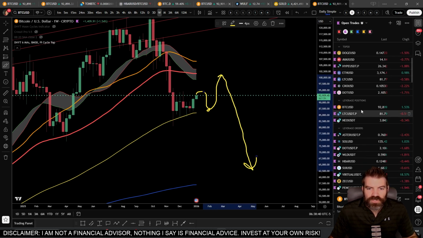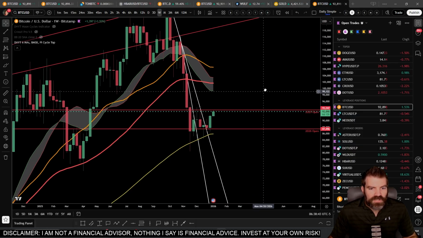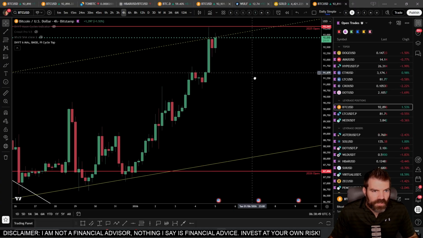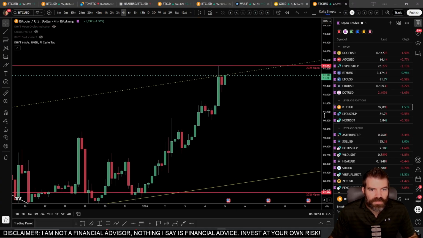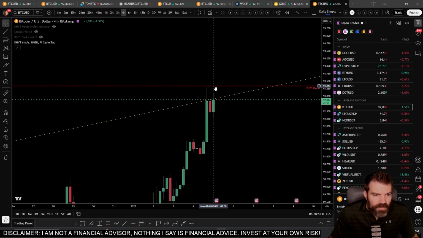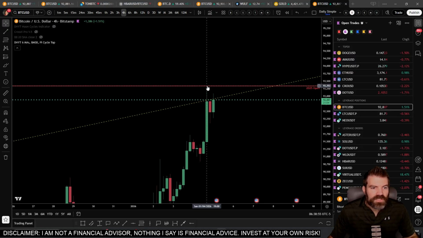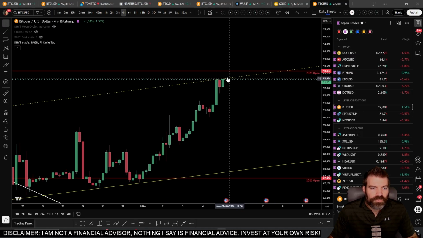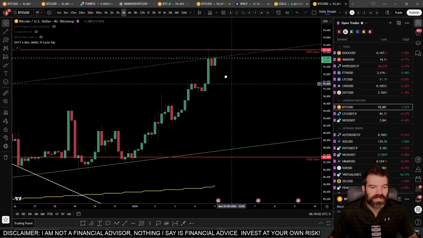There are also some interesting lines right here that we've been holding. So here's the 2025 open, and so far we have rejected almost perfectly, pretty much perfectly, off this 2025 open. There's a tiny bit of distance under this that we did not test yet. So we did pretty much reject off this pretty cleanly.